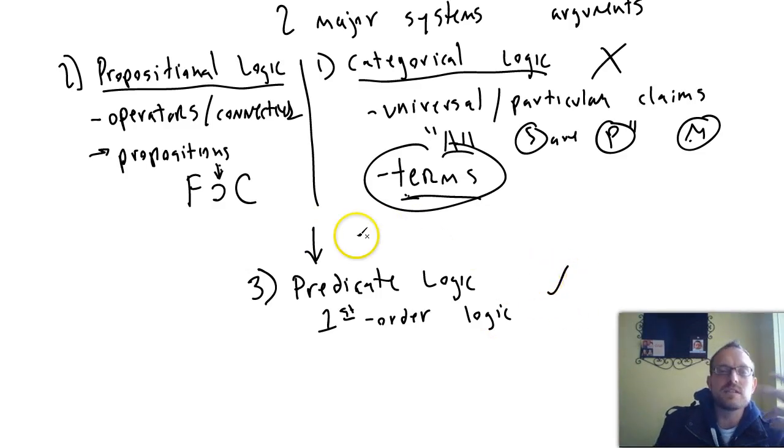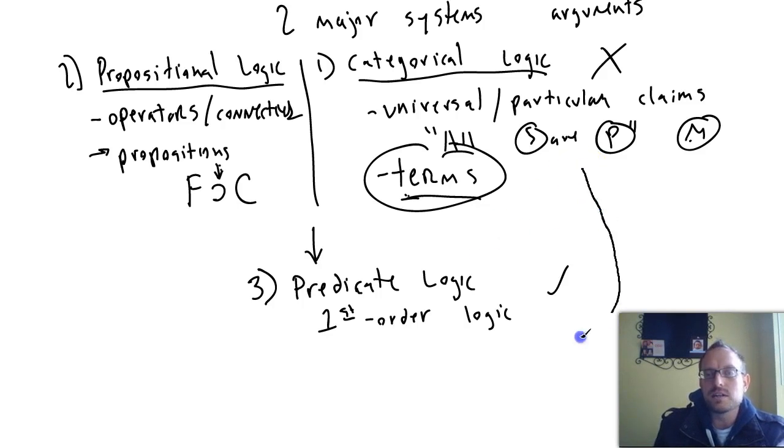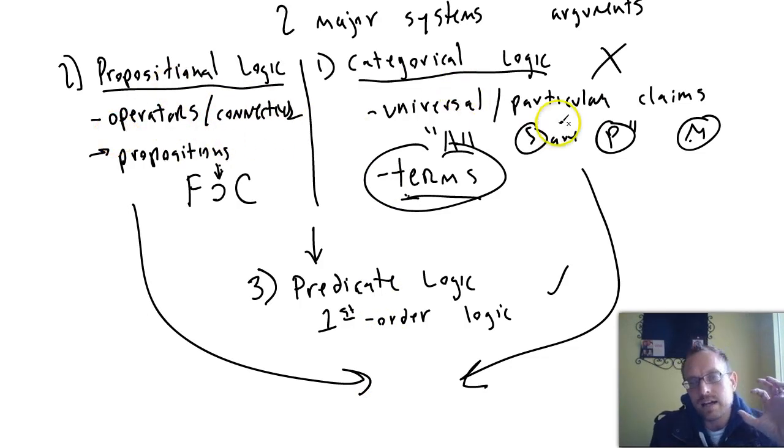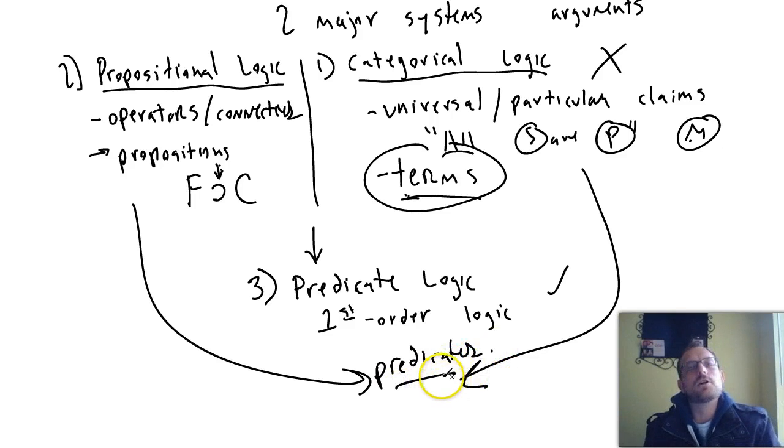Now, one of the reasons that we've taken our time in getting to predicate logic in this course is because predicate logic really combines the most important elements of categorical logic and the most important elements of propositional logic together, which means that we're going to be able to use our basic logical operators, and we're also going to be able to analyze particular universal claims. But you're going to see here, instead of propositions and instead of terms, our basic unit is going to be predicates.